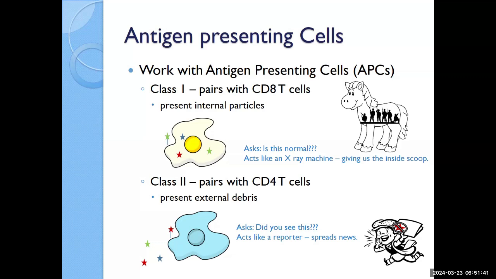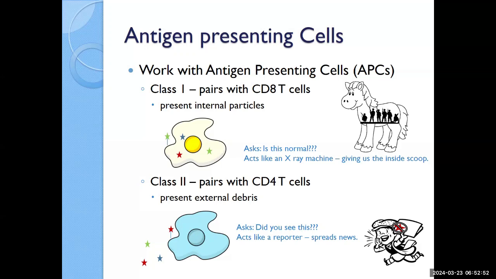In contrast, the helper T cells bind to MHC class II receptors. These receptors are only occurring on macrophages, dendritic cells, and other phagocytotic cells. The idea here is that these specialized cleanup crews present external debris and basically act like news reporters saying, hey, did you see this? Is this still a thing? Should we continue to scout, search, and destroy?